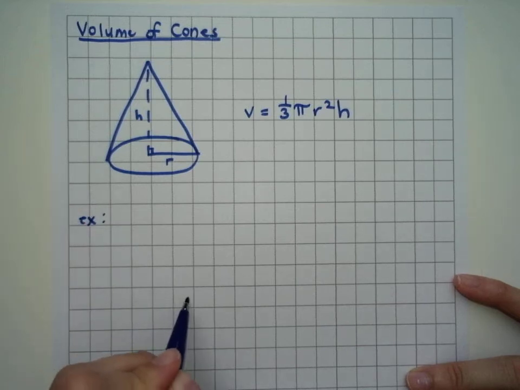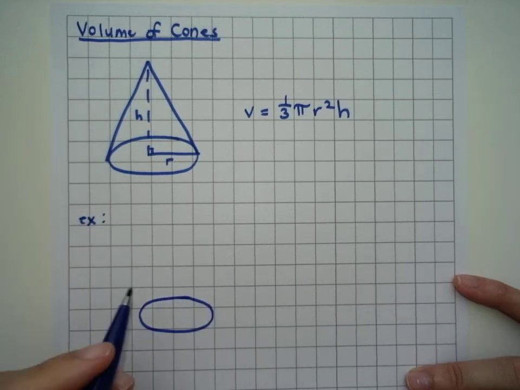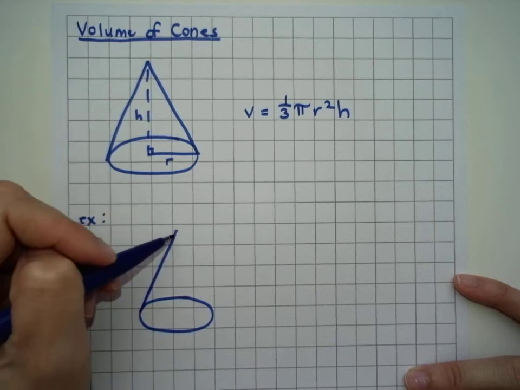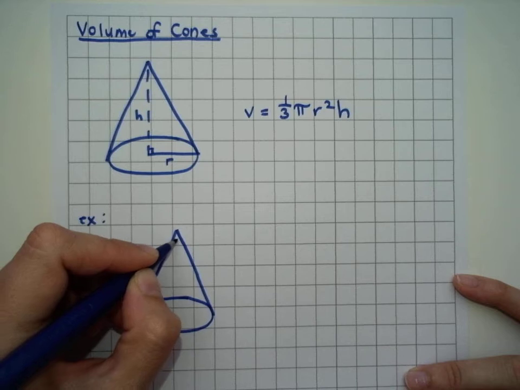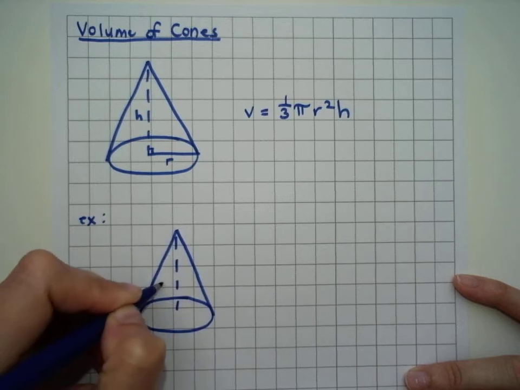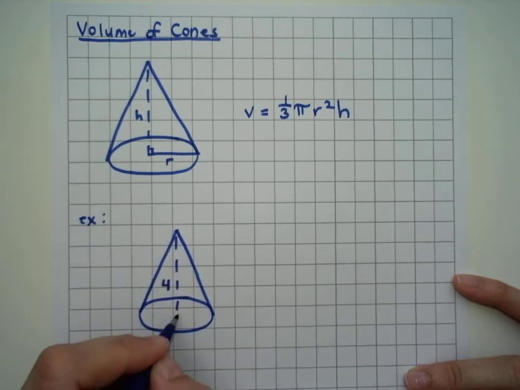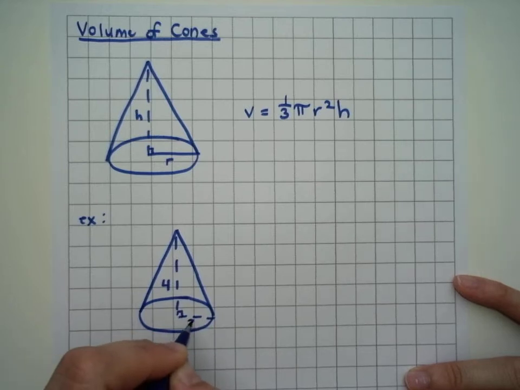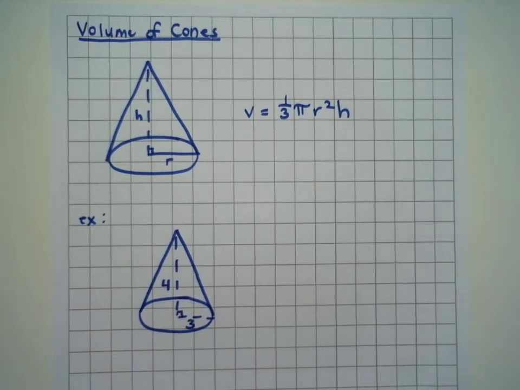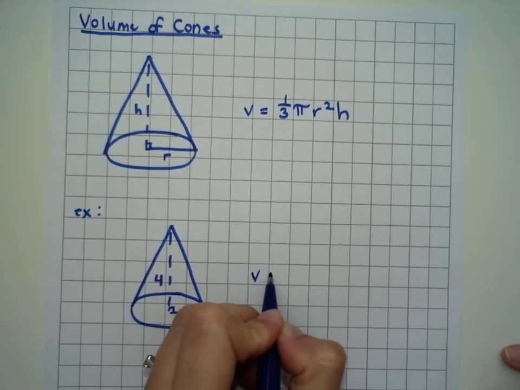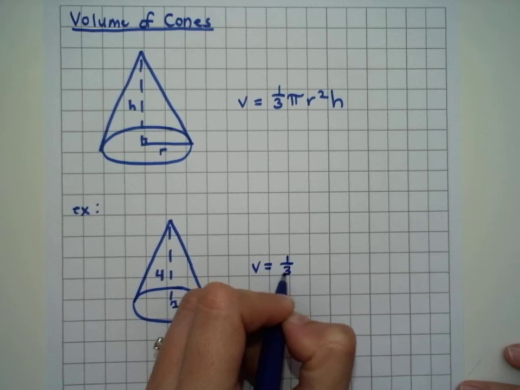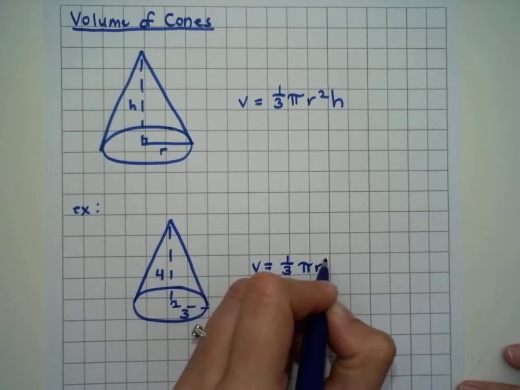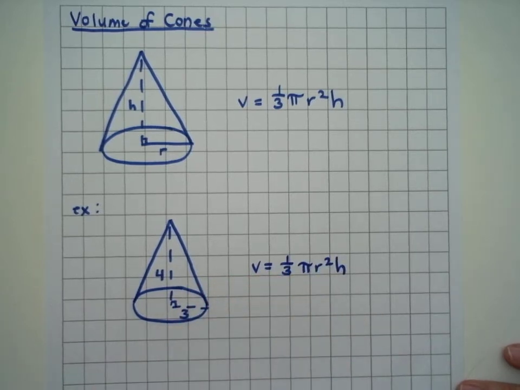So let's look at an example. Sketch our cone first. So our height here is 4. Our radius is 3. So we need our formula, which is 1/3 pi times the radius squared times the height.